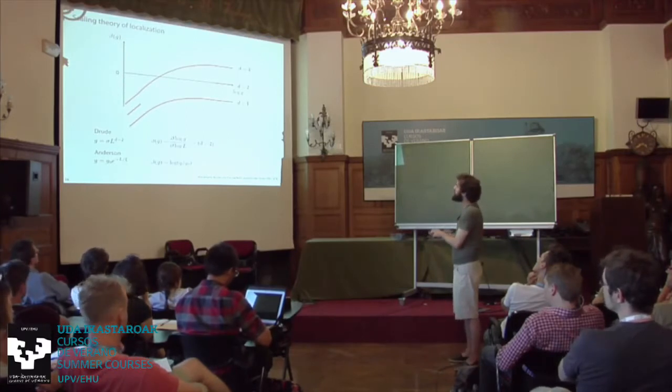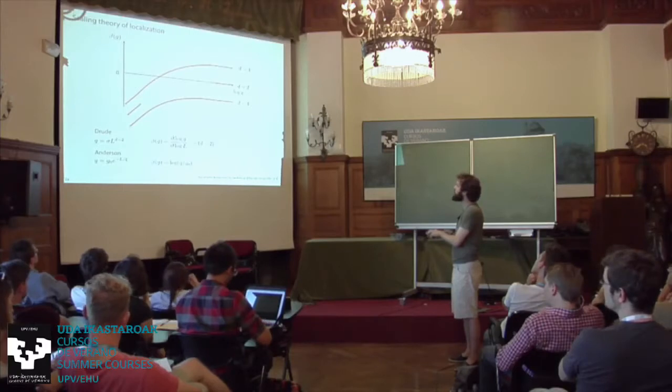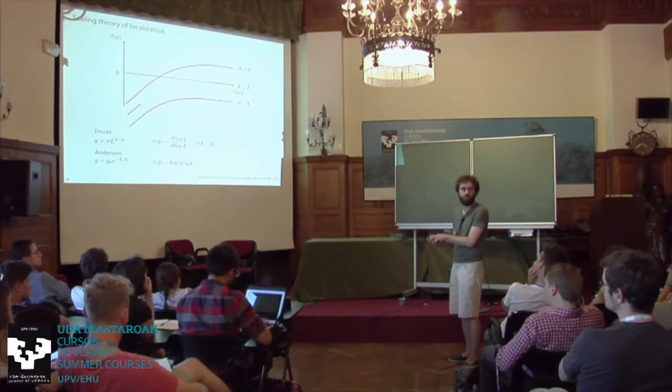Because if I start on this side, then beta is positive. I flow here towards large conductivity. That's a metal. If I start on this side, I flow in this direction towards very small conductivity. That's an insulator. So this point is a metal-insulator transition.